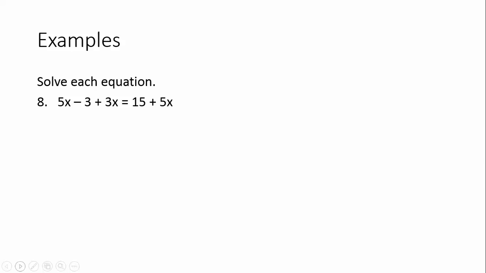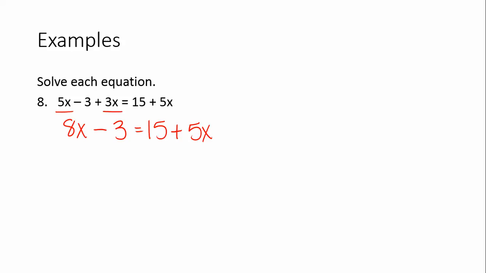Number 8, I don't see again a distributive property. We do have like terms on the left, 5x plus 3x. Be careful, remember that this subtraction sign goes with the constant 3, not with the 3x. So if we have 5x and 3x, that's 8x, and I bring down the minus 3. And I'm going to go ahead and bring down everything from the right-hand side. I don't have anything to combine there. I can't add the 15 with the 5x because they're not like terms.